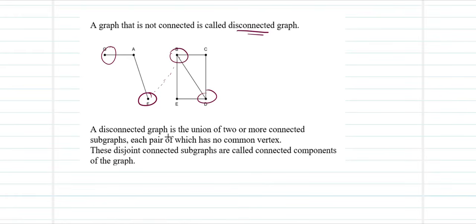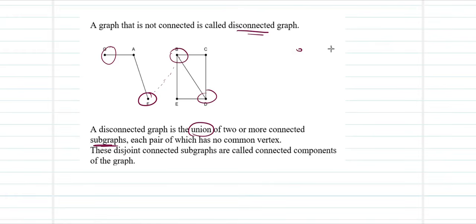A disconnected graph is actually the union of two or more connected subgraphs. So what happens? Each one of them now becomes a subgraph, but they don't have a vertex which is going to be in common. They have no common vertex.